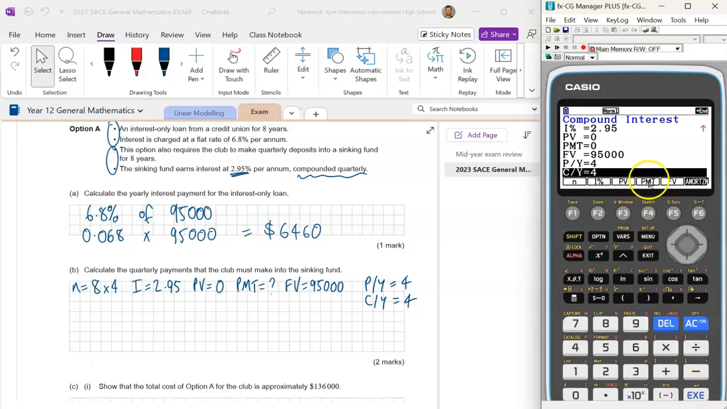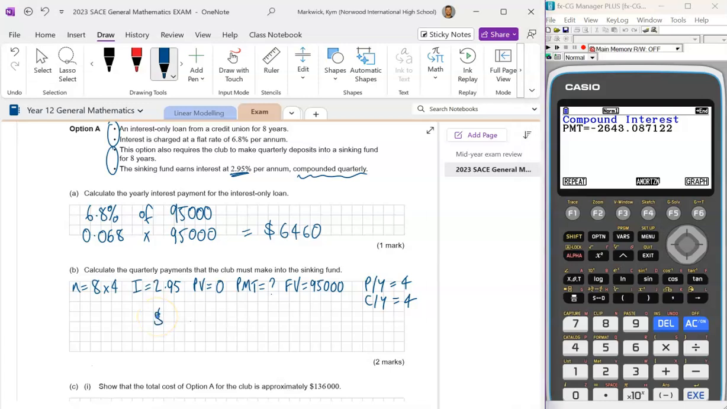Okay, so ask the calculator to calculate PMT, which works out to be $2,643.09. And we're going to round that up. We always round up with payments, so that we make sure that we definitely have $95,000 in the account after the 8 years.